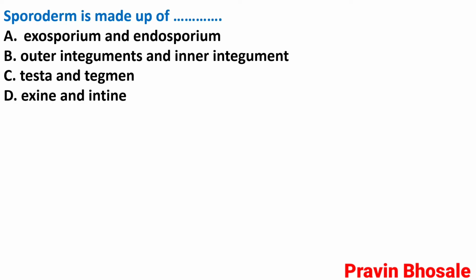Sporoderm is made up of, and these are the options. The right option is D. Exine and intine. Exine and intine collectively is called as sporoderm.